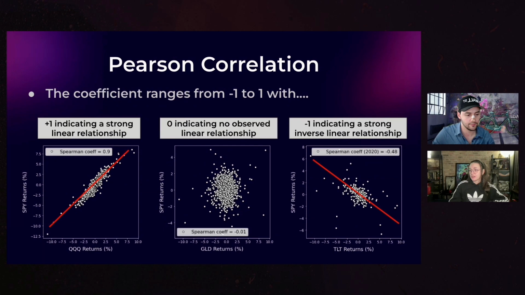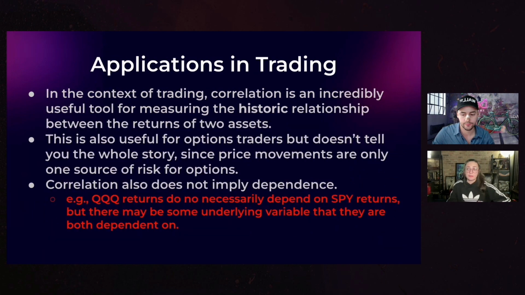So going back here, we can see how this has some applications in trading and why looking at this is important. In the context of trading, correlation is a really useful tool for looking at these historic relationships between the returns of two assets.